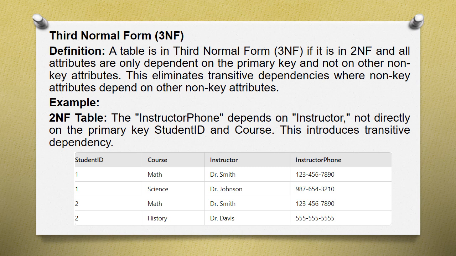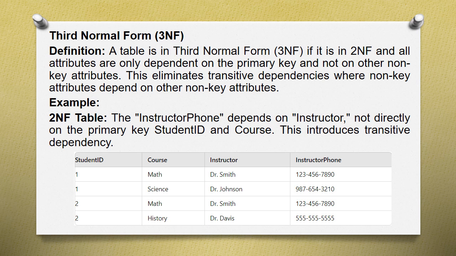Instructor phone depends on instructor, not directly on the primary key, and the primary key in this table is student ID and course. It's basically a composite primary key, right? But because this instructor phone depends on instructor, instructor phone is a non-key attribute and instructor is itself a non-key attribute. So a non-key attribute depends on a non-key attribute. This is a transitive dependency. How will we remove this transitive dependency?